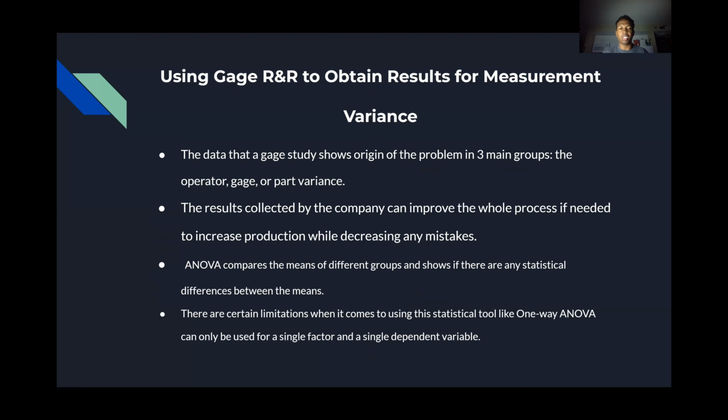The analysis of variance compares the different means of groups to show if there's any statistical differences between the means. A certain limitation comes to using these statistical tools because, like in a one-way ANOVA, it can only be used for a single factor and a single dependent variable.